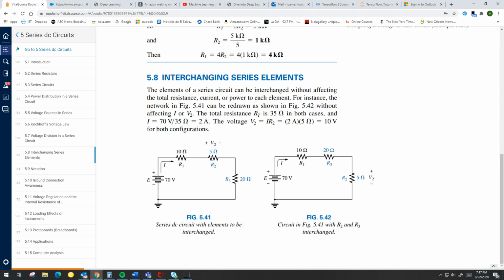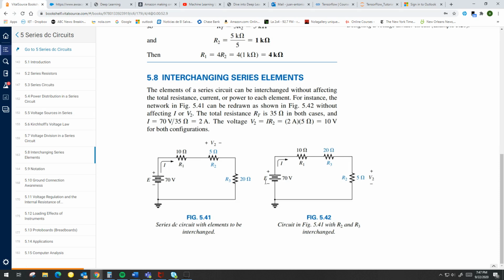What that means is that if I exchange the position of R2 and R3, and you can see this in these two circuits, the total current doesn't change. The total resistance doesn't change. The total voltage being supplied doesn't change, does it? It doesn't, right? Whether I have it like this or like this, it doesn't change the overall behavior of the circuit.